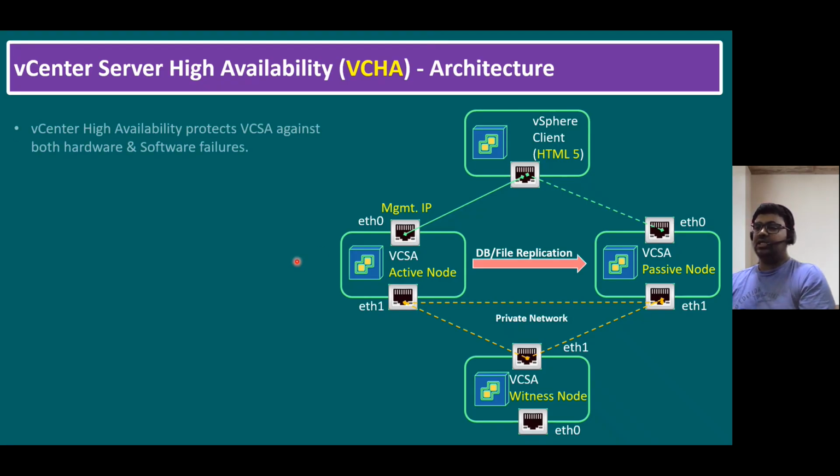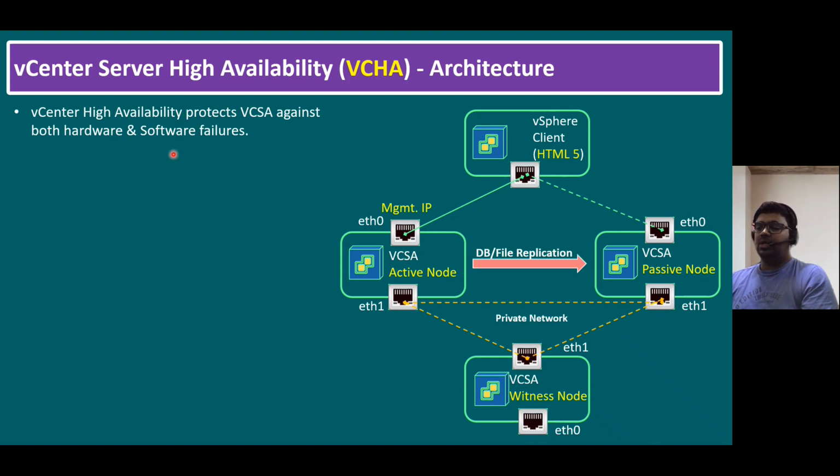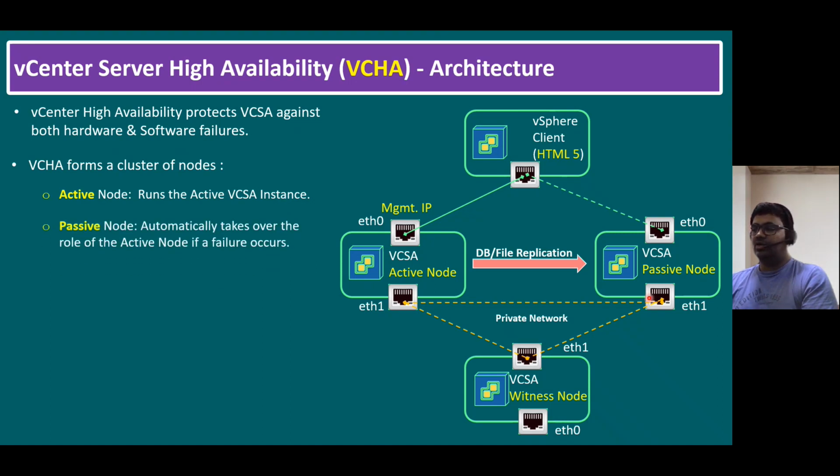Okay, let's understand the description. vCenter high availability protects VCSA against both hardware and software failures. Another point, VCHA forms a cluster of nodes. First one is the active node. The active node runs the active vCenter server appliance instance. And the passive node automatically takes over the role of the active node if a failover occurs.